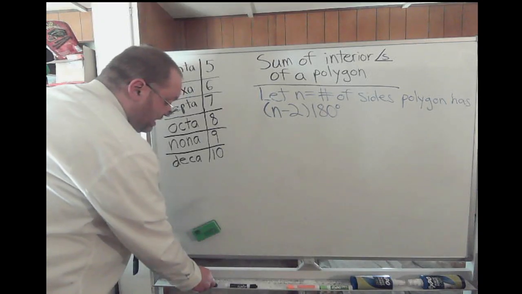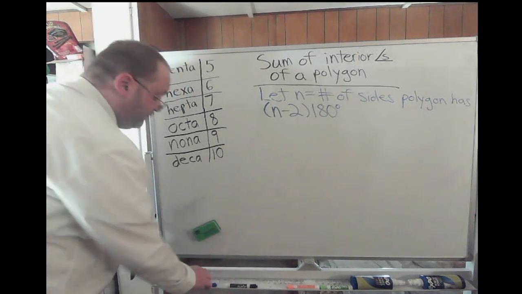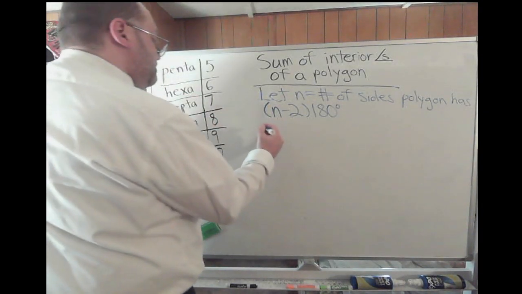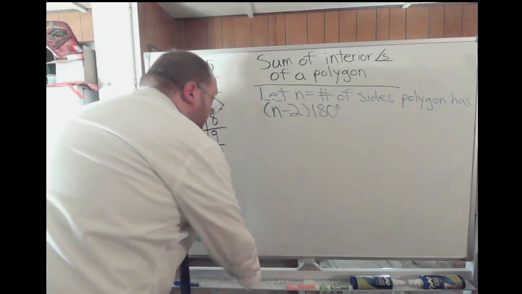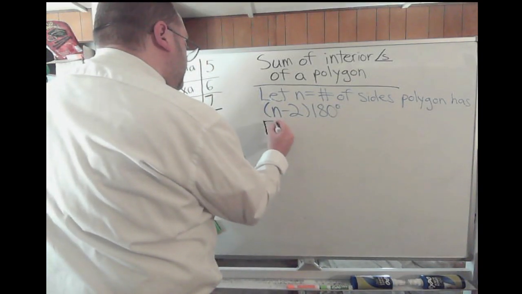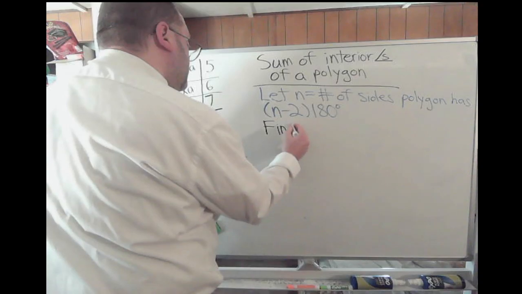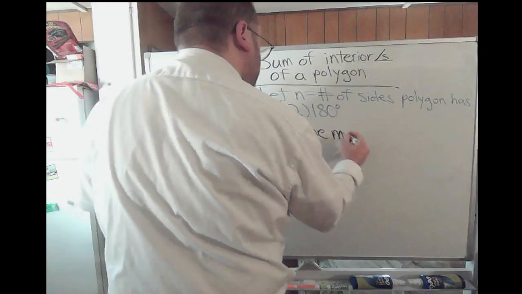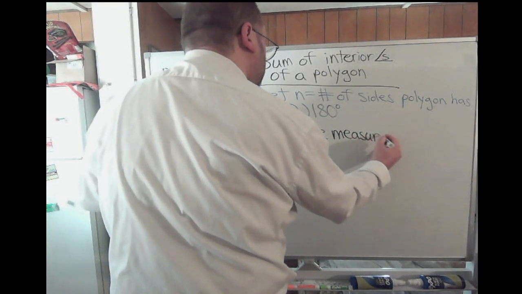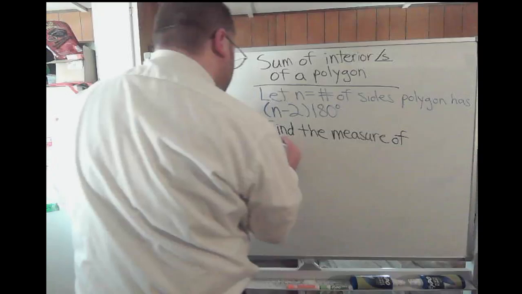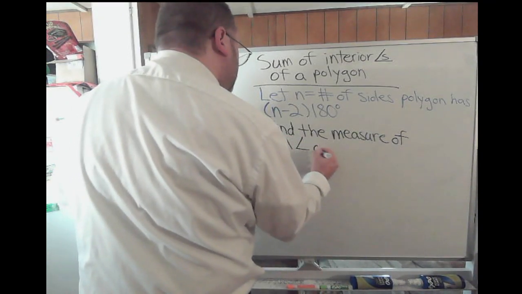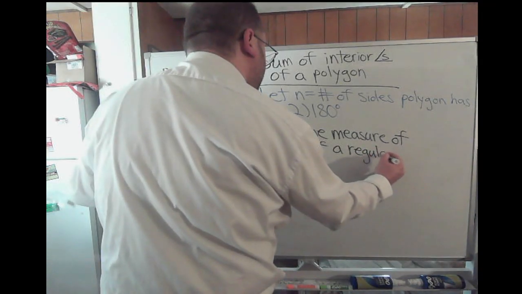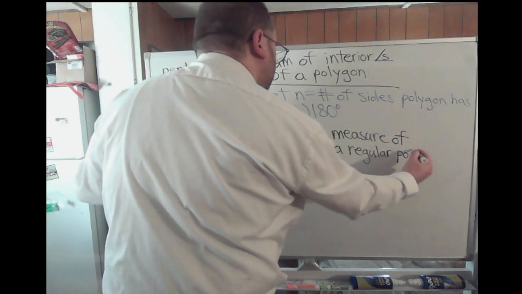So let's say, for example, we will find the measure of an angle of a regular polygon.